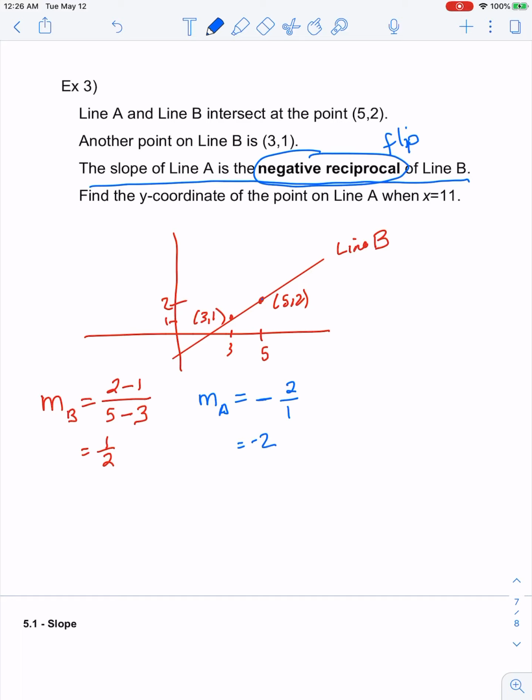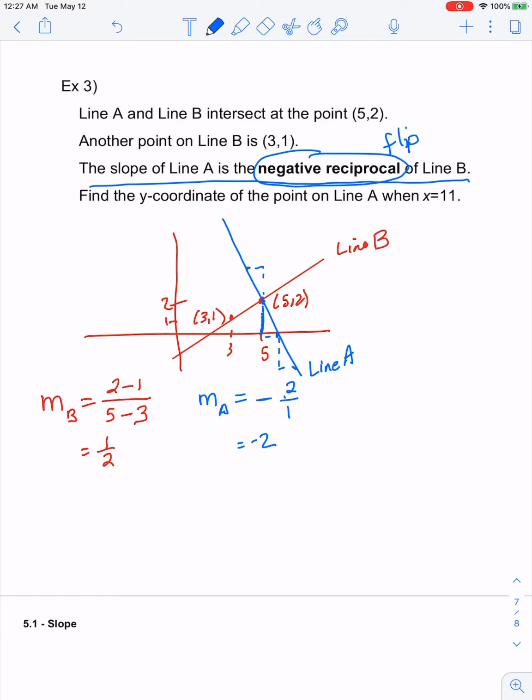Because now I've got a similar question to the one we had before. So -2 over 1, that's a drop of 2 for every run of 1. So I'm going to go down 2 and over 1, and then you can go down 2 and over 1 again, and then you can go up 2 and back 1. So this line is going to look like this. This is line A.